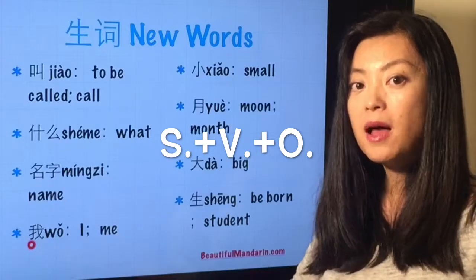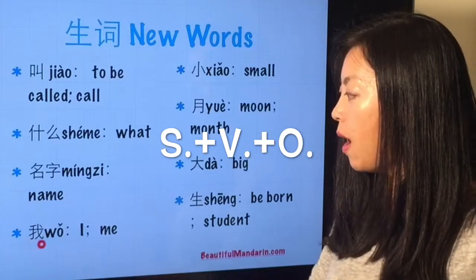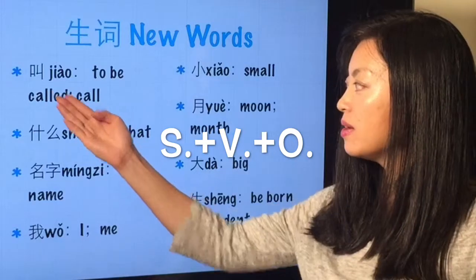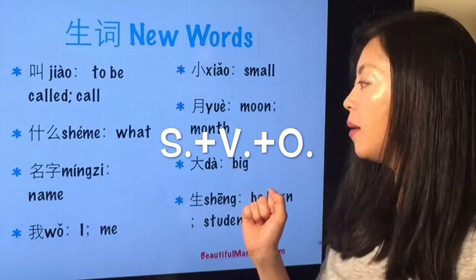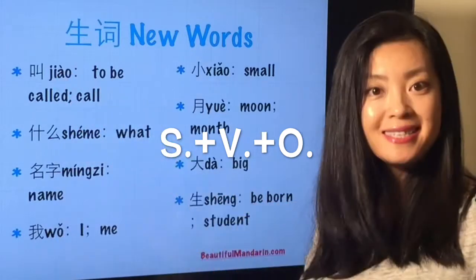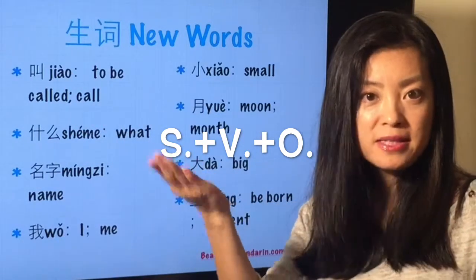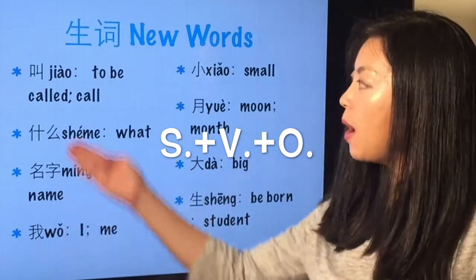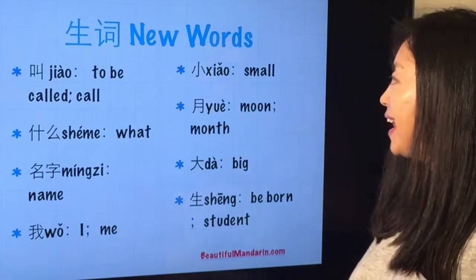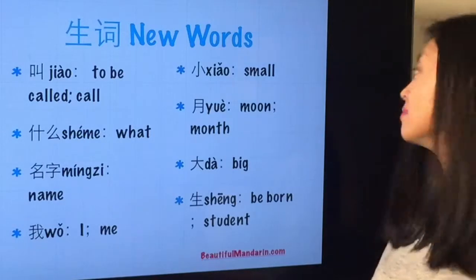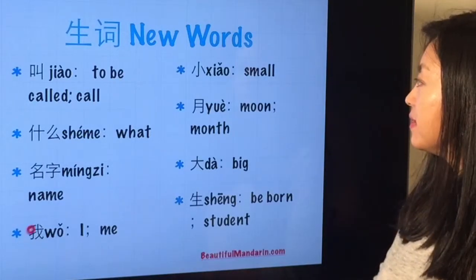Subject, verb, object. So you will say 我叫. Then you put your name after 叫. That becomes 我叫 CC. Maybe your name is David, so you say 我叫 David. 好, now let's see this part. The first one.